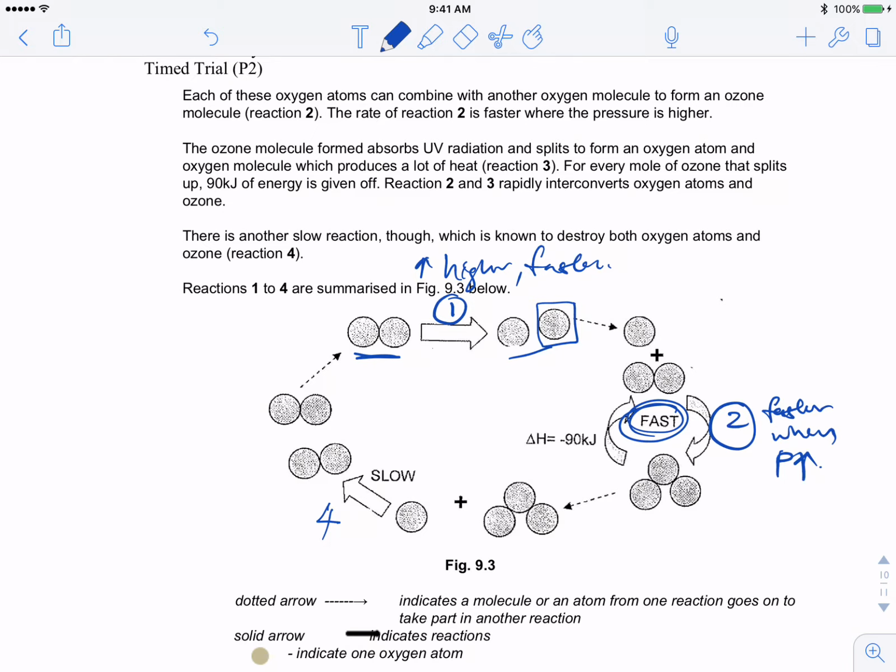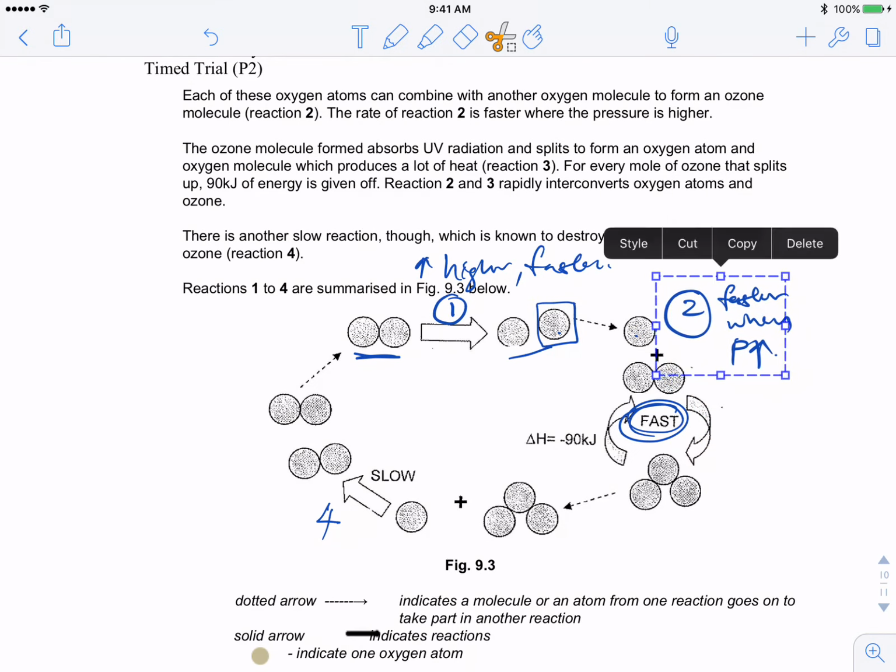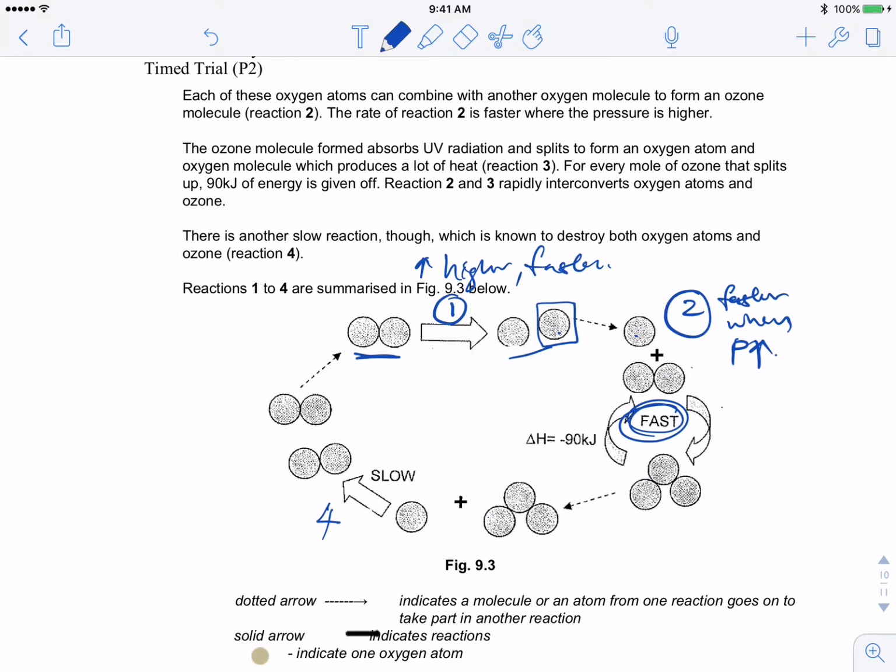What are they asking? It indicates that an atom or molecule from one reaction goes on to take part in another reaction. So this atom goes on to meet them. Then it will become these 3. So this coming back here, this is 3.